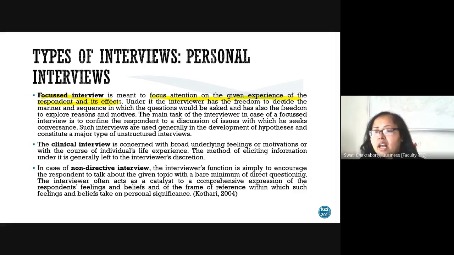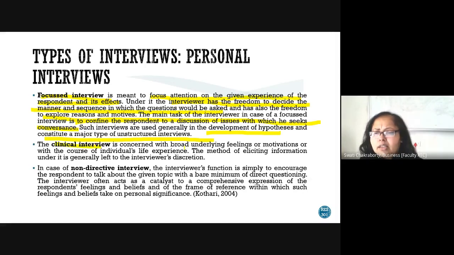Right. And here what happens is, as an interviewer, you have the freedom to decide the manner and the sequence in which the questions would be asked, and also the freedom to explore reasons and motives. The main task here is to confine the respondent to a discussion of issues with which he seeks convergence, right? And it's generally used in the development of hypotheses, and it constitutes a major part of unstructured interviews.